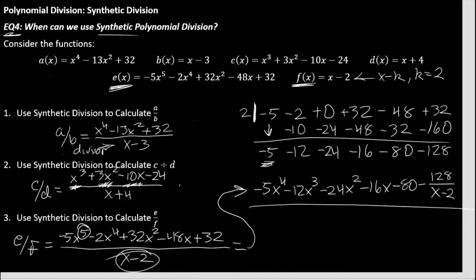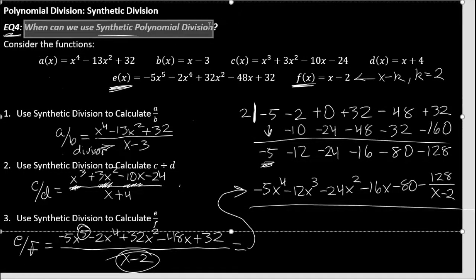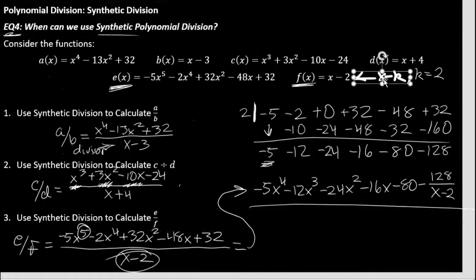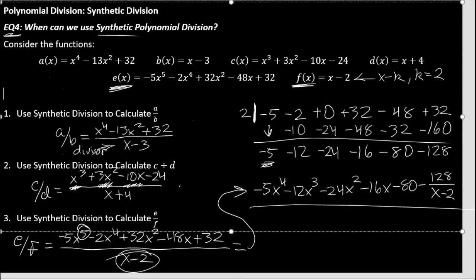Okay, so synthetic division is a lot simpler and quicker for when we have a divisor in the form x minus k. And again, I can't stress enough, when can we use synthetic polynomial division? Only when we have the divisor in the form x minus k.